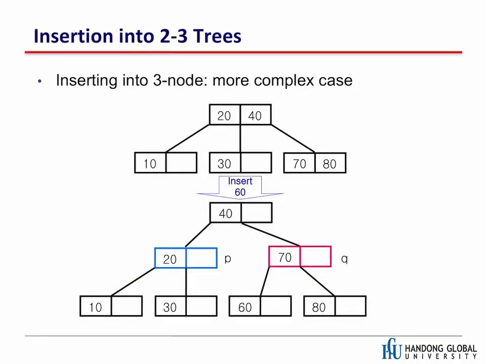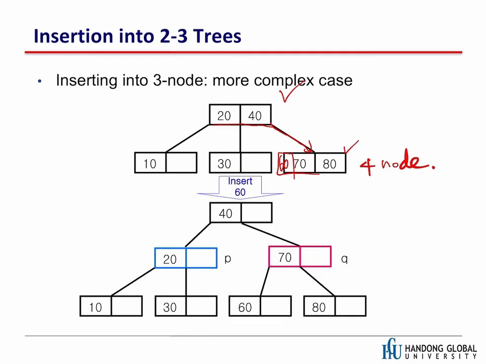Okay, now let's try a little more complicated situation. Given this figure, given these 2-3 trees, we want to insert 60. So 60 is larger than 40, then we take this right subtree pointer, and this is the leaf node, and 60 goes into this node. And again, temporarily, this is a 4 node. Okay, then that's illegal. Then we have to deal with it.